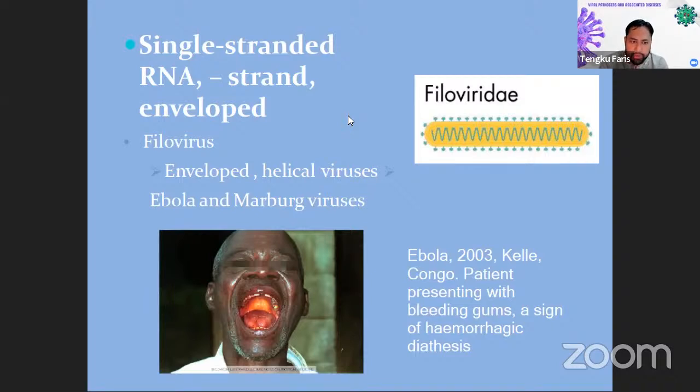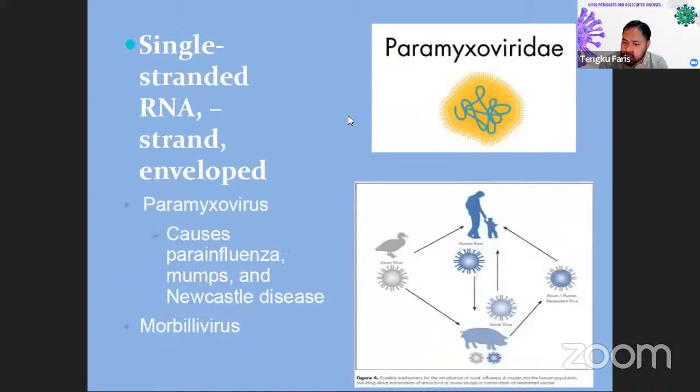A single-stranded RNA, which is negative strand, but it is an enveloped virus. I'll give you some examples like the filoviruses, Ebola and Marburg virus. This is a patient in Africa. You can see the bleeding gums with the sign of hemorrhagic diathesis. It can also lead to lethality. I think the Federal Drug Administration, if I'm not mistaken, the FDA, already released vaccines or antiviral agents in order to stop the spread of Ebola virus. One of the most lethal viruses that kills lots of people in Africa.